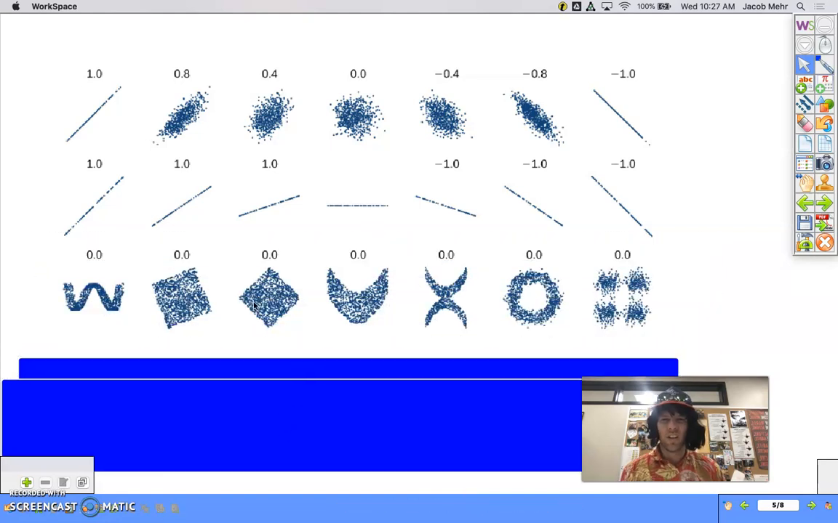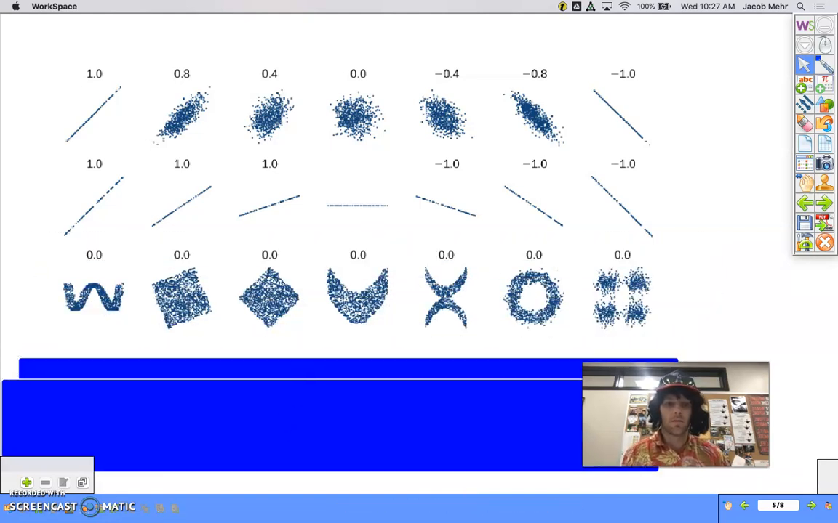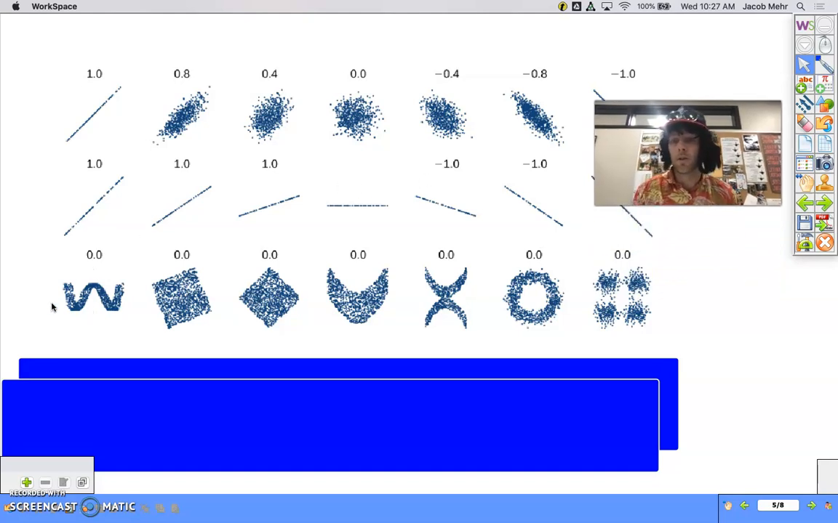Here are all examples of a correlation coefficient equal to 0. When I look at this one, is there a relationship between X's and Y's? Absolutely. It looks like it follows a pattern, doesn't it? However, the correlation is 0 because our correlation coefficient R measures a linear relationship. There is no linear relationship there.